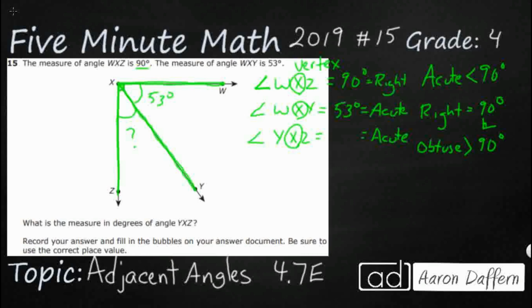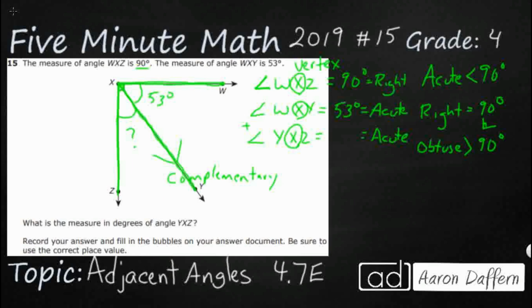Since we have 2 angles here, WXY and YXZ, if we were to stack these up here, those two together equal 90 degrees. We actually have a special name for these 2 angles, and they are called complementary. That's just a term that you're going to use a lot more in middle school. Complementary angles are 2 or more angles that add up to make exactly 90 degrees.